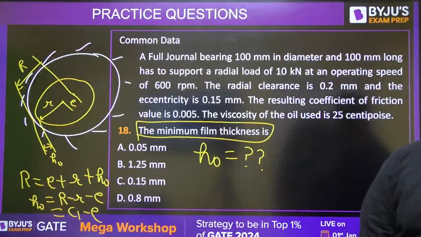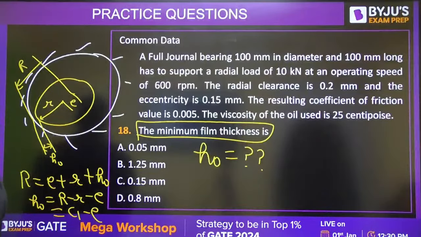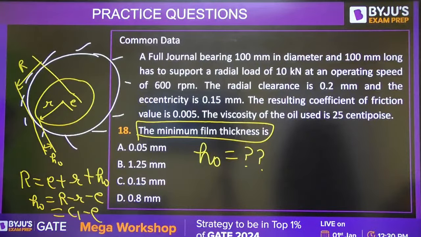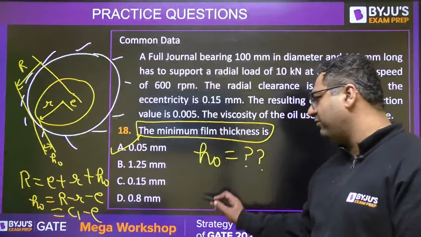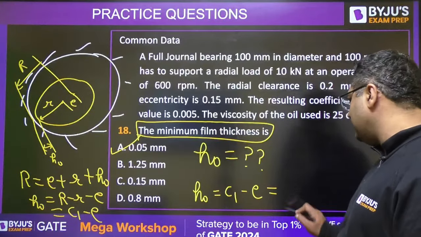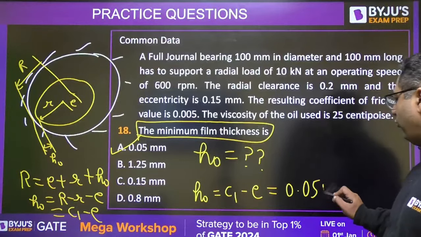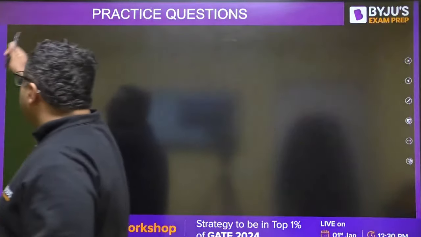Okay. So Bhavya is getting 0.05 mm. Teju, Kiran and Jabir have also answered the same and it is correct. It would be coming out to be 0.05 mm. So H naught is radial clearance minus eccentricity, 0.05 mm is the answer. Moving to question number 19, guys.